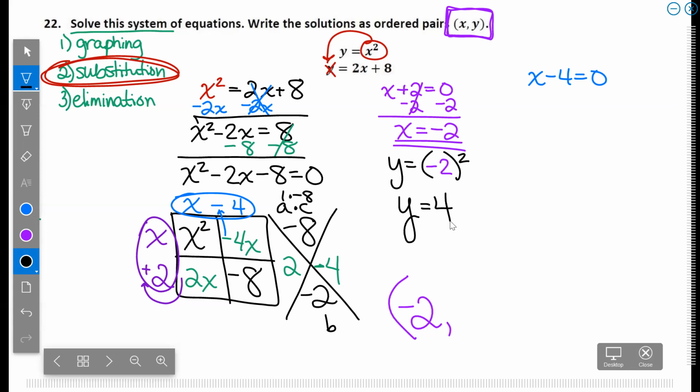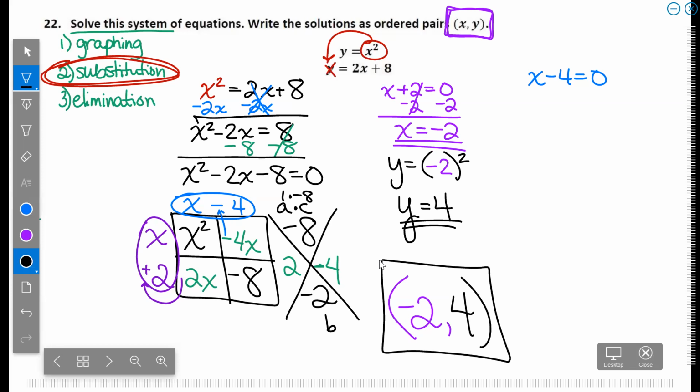Positive 4. That's the y part of my ordered pair. So there's one solution. Then I need to come and do this with my other one. So I'm going to add 4 to both sides. So x equals 4. Now I know the x part of the ordered pair. Still need to find the y part.